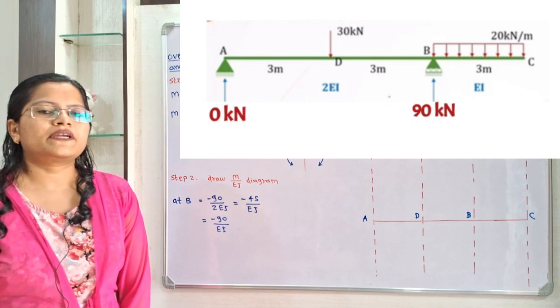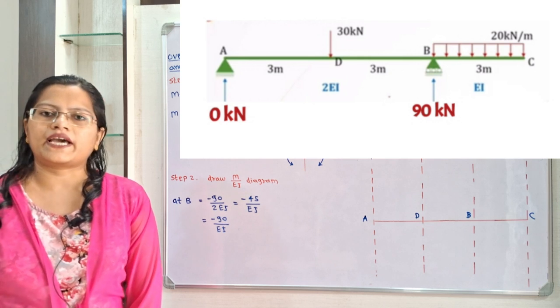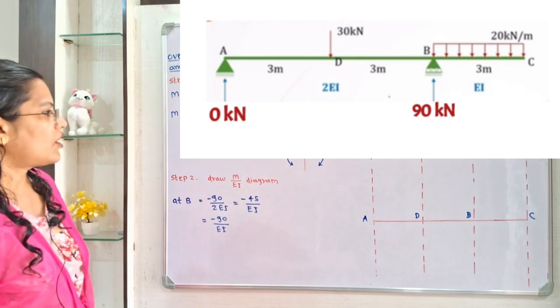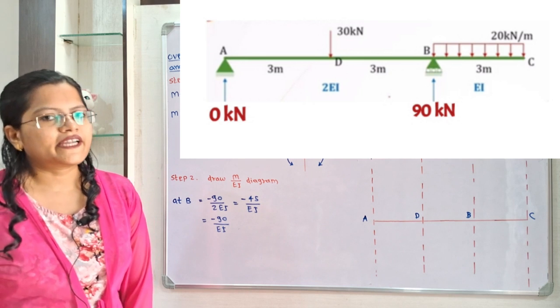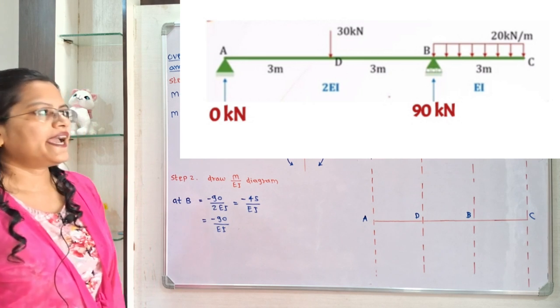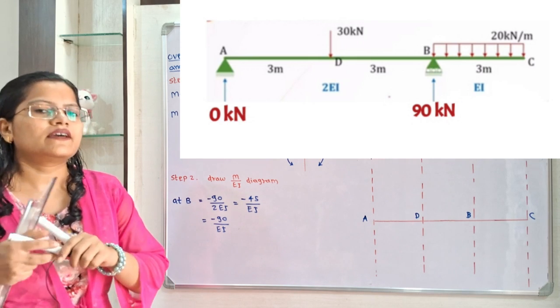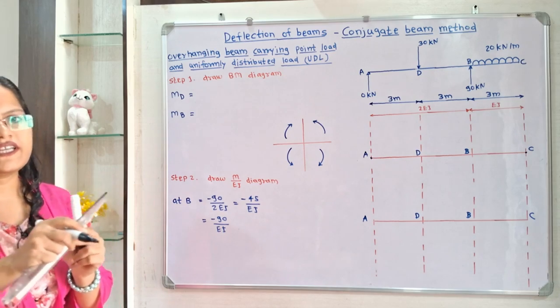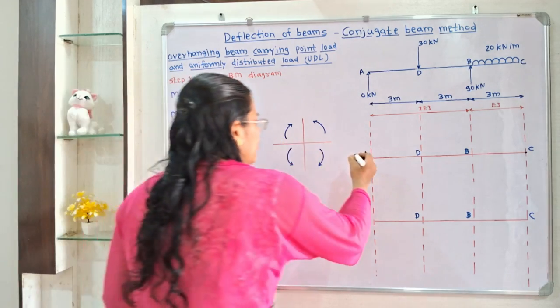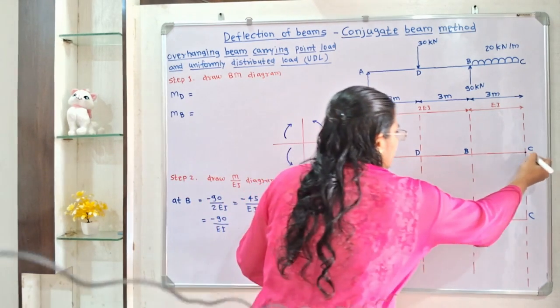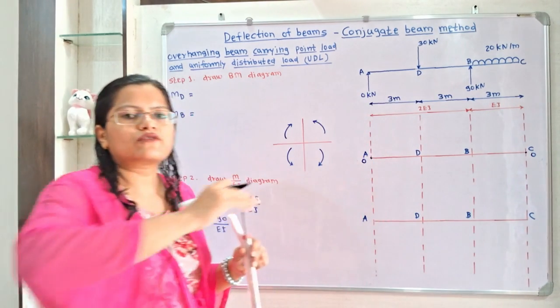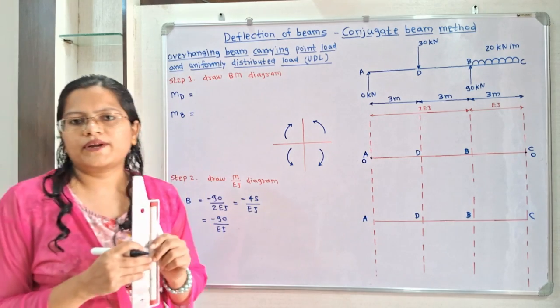Now first step is to draw the bending moment diagram. Now we know that at the free end, that is at point A and at point C, bending moment is 0. So we have to mark the point A and point C at 0 bending moment. So we will show here the value 0. Now how to calculate the bending moment at point D?